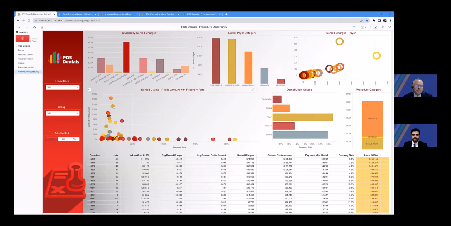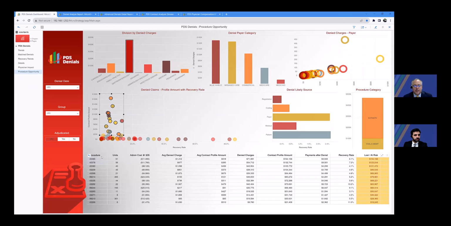But over here in the middle of the screen, this is really where the power sets in, which is we can quickly see that of all of these claims, only 20%, if you look right here, is the recovery rate on those claims. So on these procedures we're recovering a lot, but on these procedures we're rarely recovering. Simply by highlighting these procedures, we can now see exactly how many procedures and what the procedures are. We've also blended in the relationship of not just looking at what was charged, but actually the contract profile amount, or the payer's expected reimbursement.